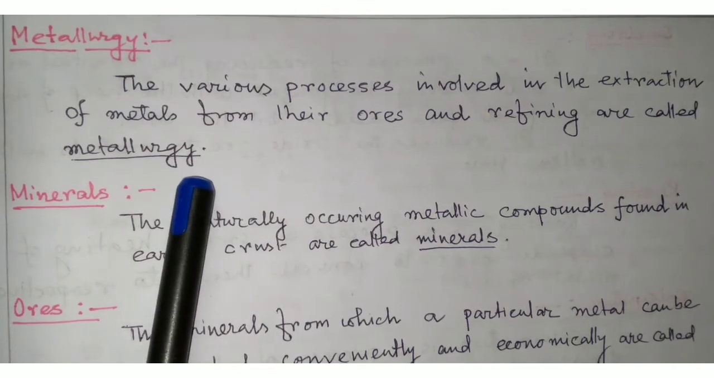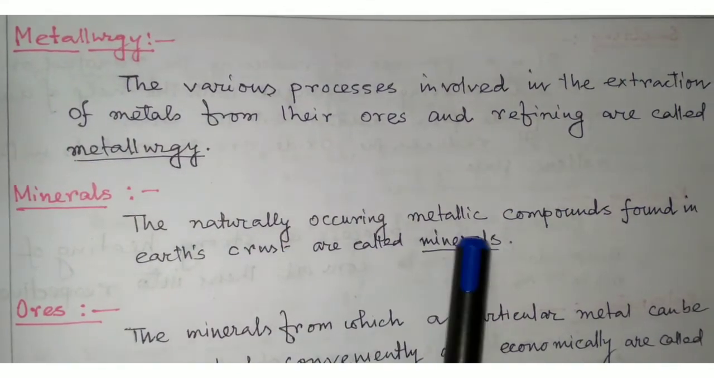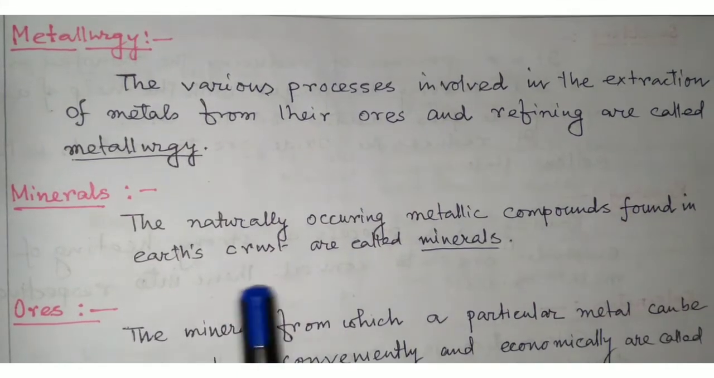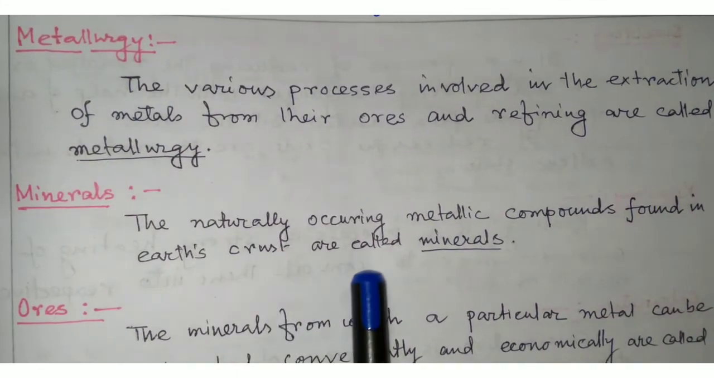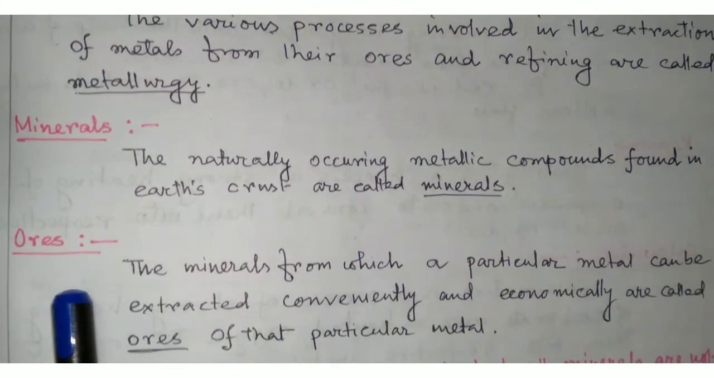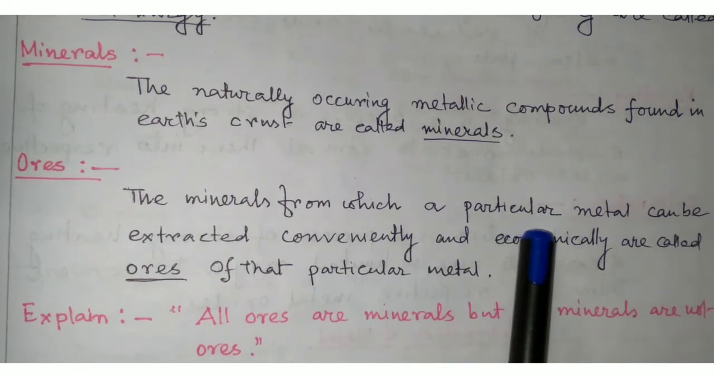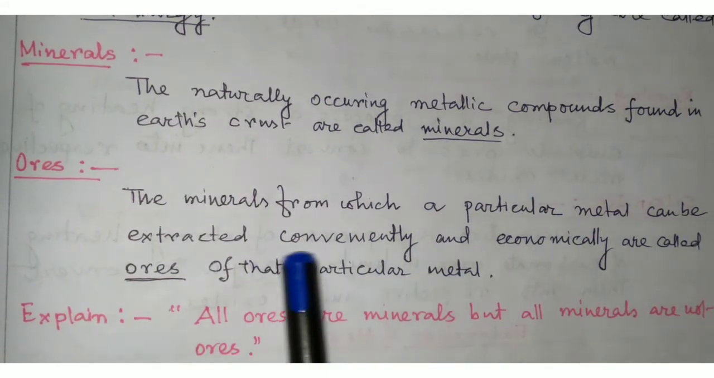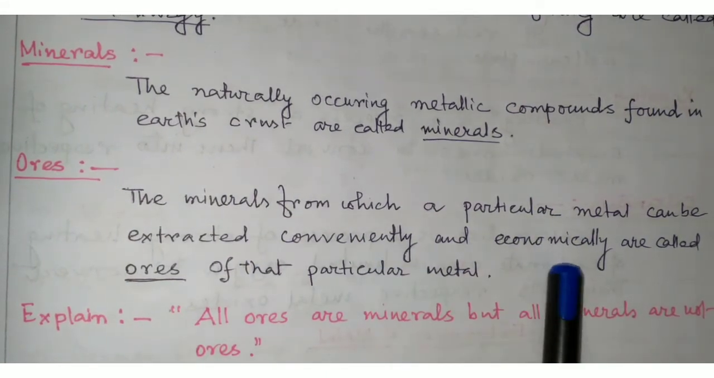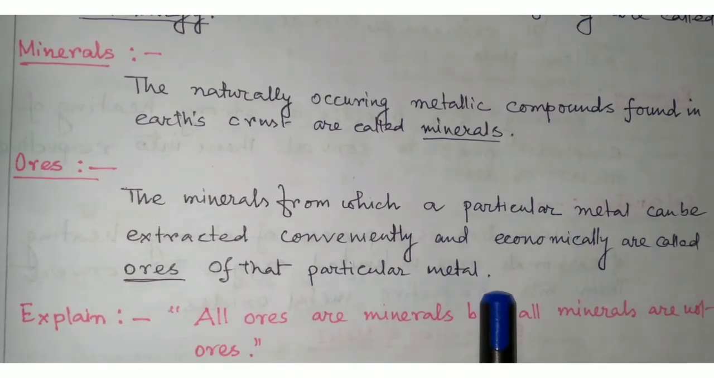Now, what are minerals? The naturally occurring metallic compounds found in Earth's crust are called minerals. Ores: the minerals from which a particular metal can be extracted conveniently and economically are called ores of that particular metal.